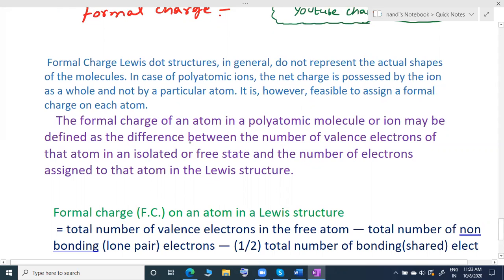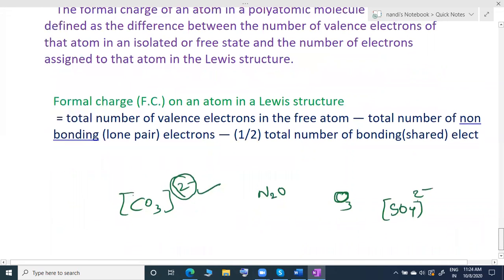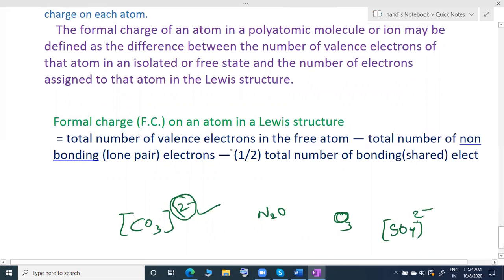The formal charge of an atom in a polyatomic molecule or ion may be defined as the difference between the number of valence electrons of that atom in an isolated or free state and the number of electrons assigned to that atom in the Lewis structure. We can see the formula here: total number of valence electrons in the free atom minus total number of non-bonding electrons minus half into total number of bonding or shared electrons. Clear?